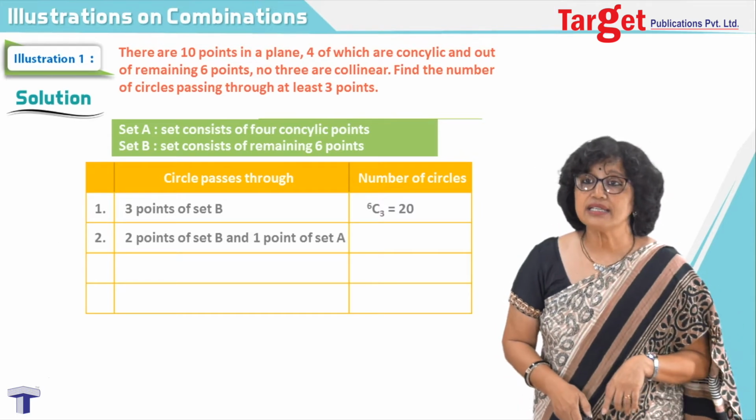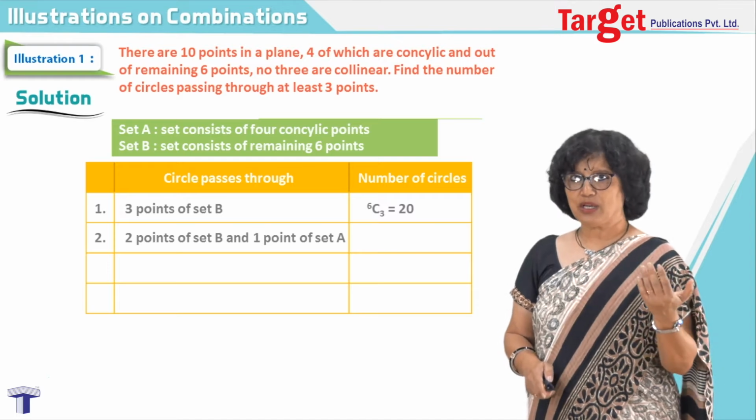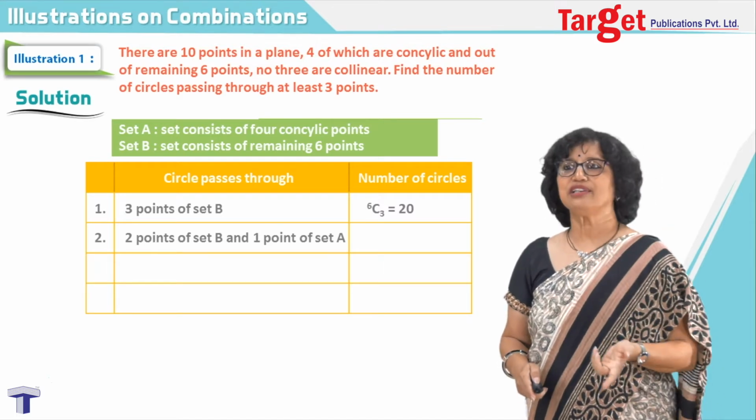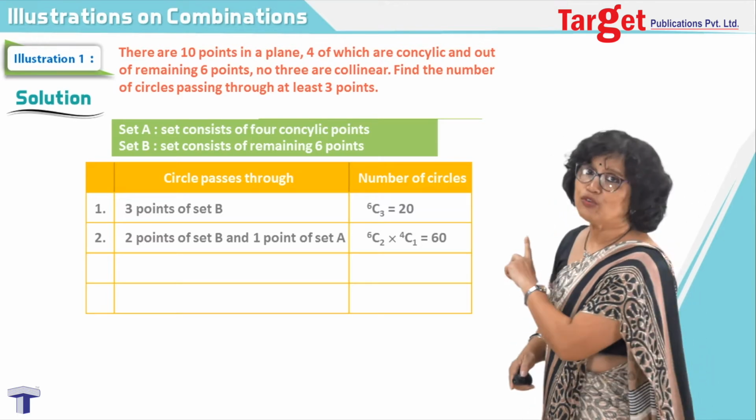Now my second case is I take 2 points from set B and 1 point from set A. So now it goes without saying, fast. Yes, the multiplication theorem you use and you get the answer as 6C2 into 4C1. So the answer would be 60.